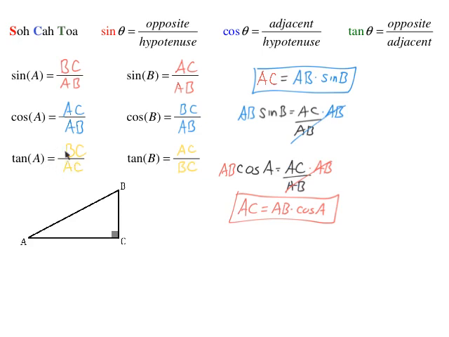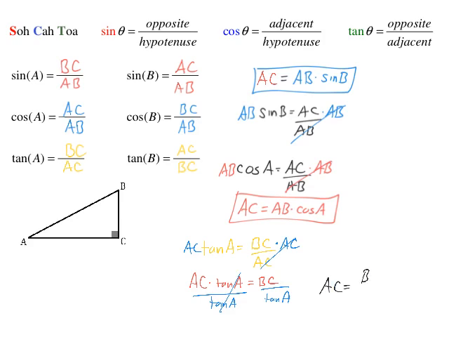Could you also use this one, which is a little bit uglier? Watch what happens with this one. I can use this tangent. This is where it gets a little bit tricky. If I say tangent A is equal to BC over AC, how do I get AC by itself? Well, the first thing you do is multiply both sides by AC. That's gone. So I have AC times tangent A equals BC. Then here's where it gets tricky. I have to divide both sides by tangent A. That's gone. And I now have AC equals BC over tangent A.